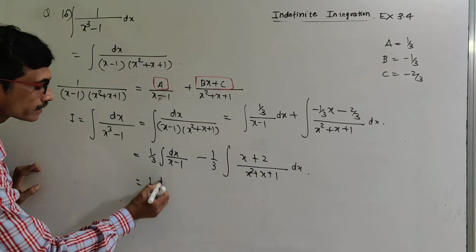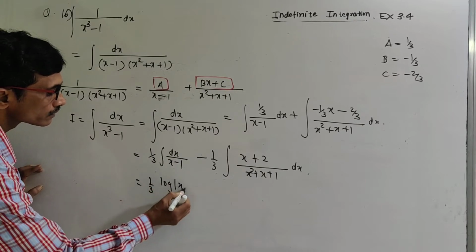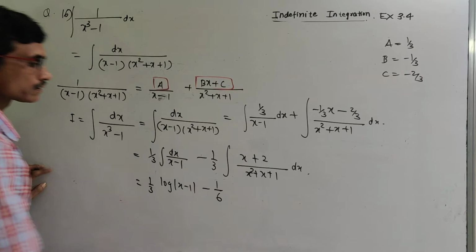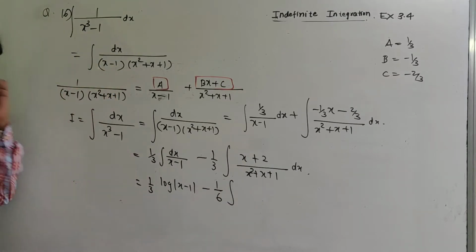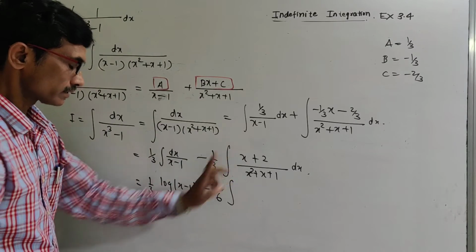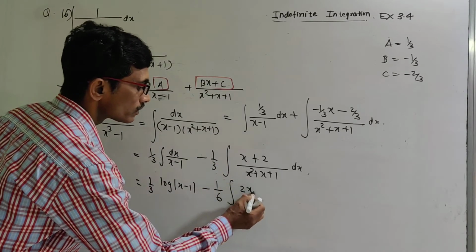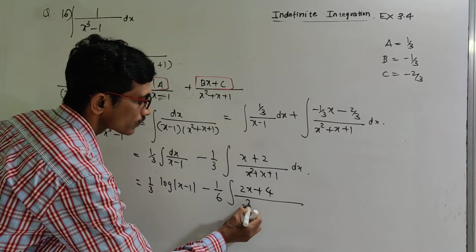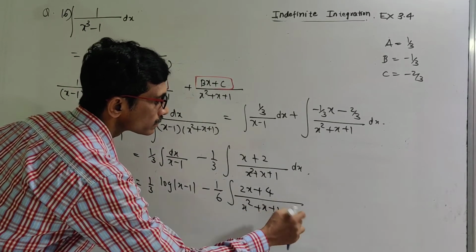1/3, its integration will give log of x minus 1, minus 1/6 will be written. Why did we write 6 here? We multiplied numerator and denominator by 2. This 2 you have to write inside the integral. So it gives us 2x plus 4 upon x square plus x plus 1 dx.